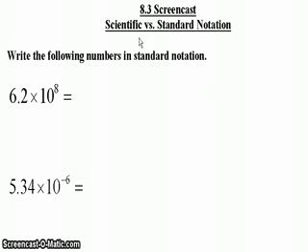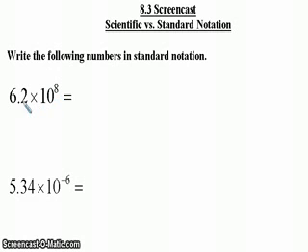Okay, this screencast correlates to section 8.3 in our textbook, about scientific and standard notation. Standard notation is just how we normally see numbers written, how we've used them your whole life, most likely up to now. Scientific notation is usually used with either very large or very small numbers, writing them with just one number in front of a decimal place, and then times 10 to some exponent.